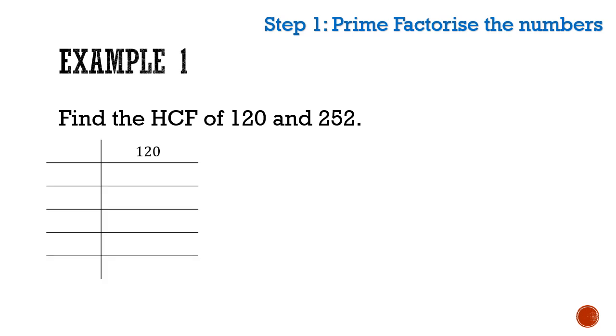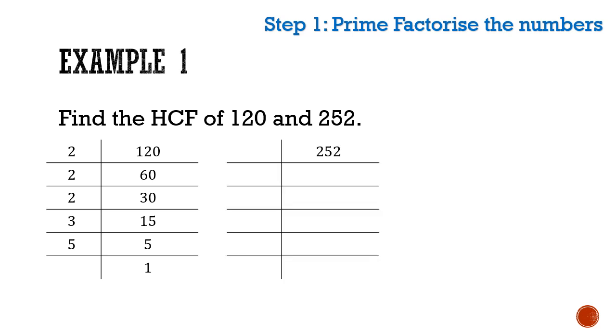So for 120 we can divide by 2, that gives us 60. Still divisible by 2, that gives us 30. Still divisible by 2, that gives us 15. Can't use 2, so we'll use the next prime number 3. That gives us 5. And 5 is obviously a prime number, so we divide by 5 and that gives us 1. And we stop here. Same thing for 252, except that I'm going to speed this up.